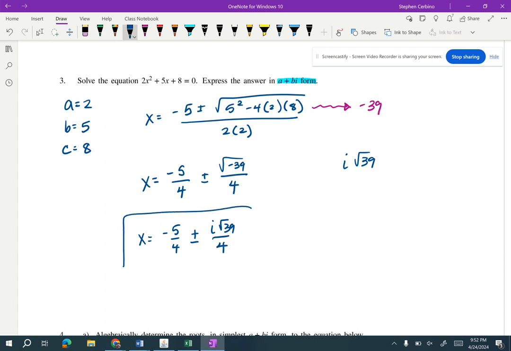This is an acceptable answer. Not the one they want, but it's acceptable. They'd give you full credit for that. What they actually want you to write is negative 5 over 4 plus or minus the square root of 39 over 4, and then put the i at the end. So you could distinctly see that the a is negative 5/4 and the b is the square root of 39 over 4. But either way, it's good.